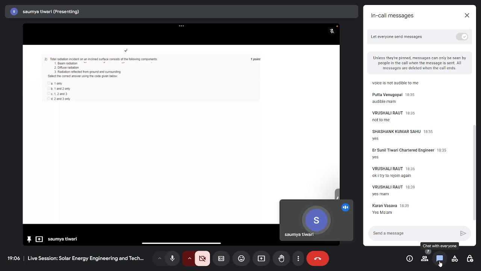I request everyone to write their answers in the chat box. I'll repeat the question. The total radiation incident on an inclined surface consists of the following components: beam radiation, diffuse radiation, radiation reflected from ground and surrounding. Select the correct answer using the code given below. Is it 1, or 1 and 2 only, 1, 2, 3, or 2 and 3 only?